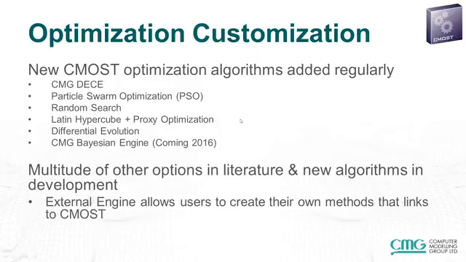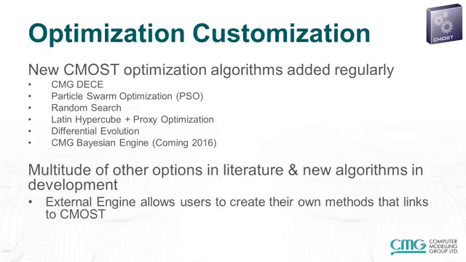There's also the ability to add in optimization customization into your workflows. With CMOST, we regularly add in different optimization algorithms, which we've added over the years here, such as the CMG DCE optimizer, particle swarm optimizer, random search, one hypercube plus proxy optimization, and recently last year we added in differential evolution, and coming in 2016 we've added in the CMG Bayesian engine for history matching functions. However, there's also a multitude of other options in the literature, and new algorithms are always in development.